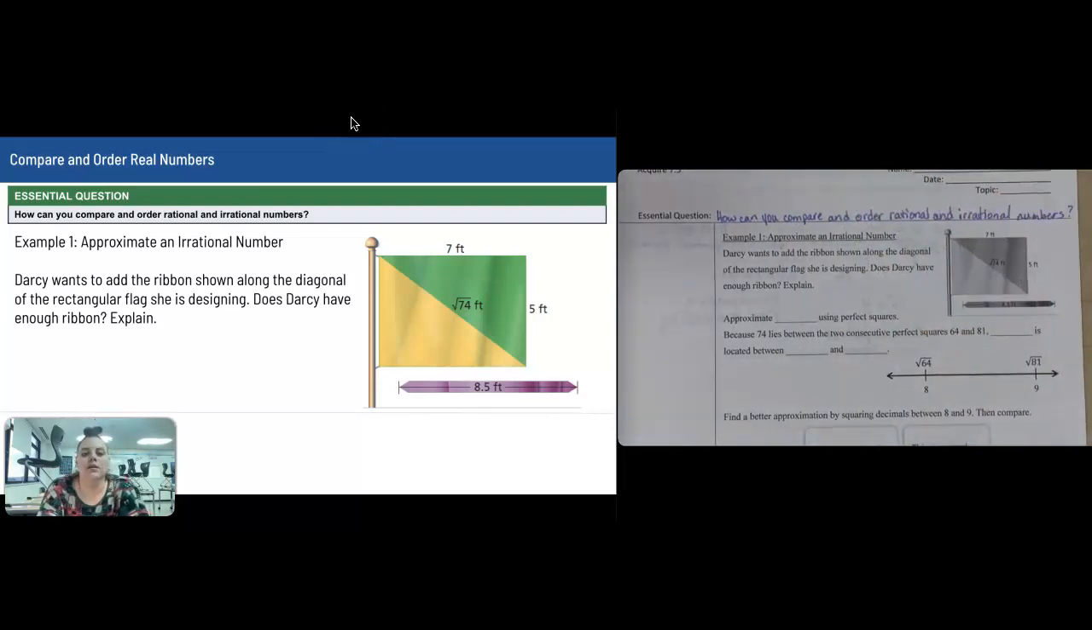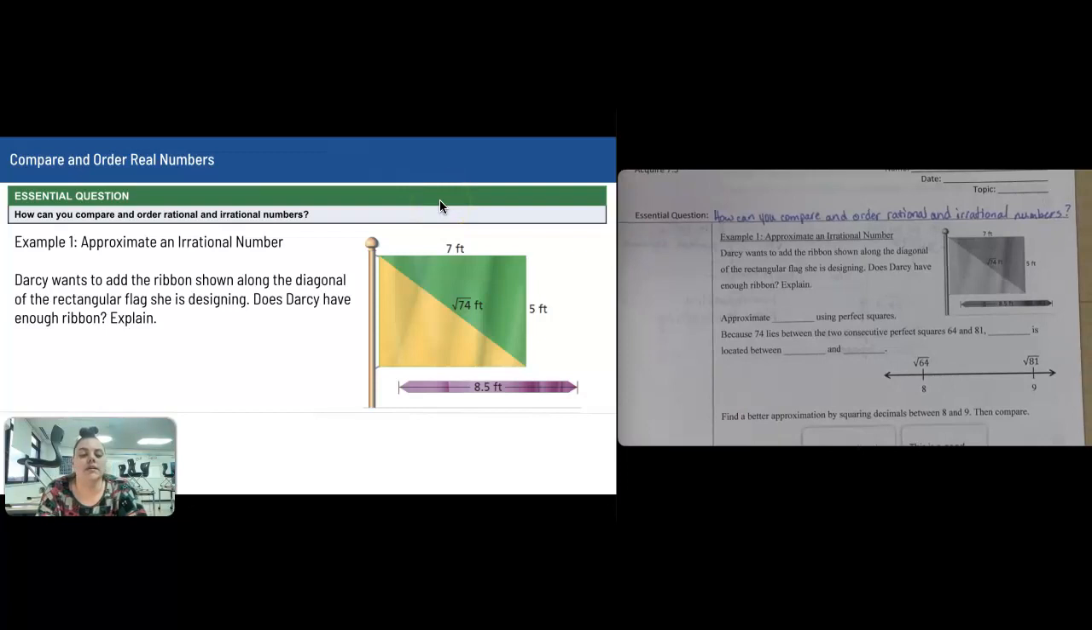In our first example, we're going to look at approximating an irrational number. In this scenario, Darcy wants to add ribbon that is shown in pink along the diagonal of the rectangular flag she's designing. So the diagonal is the line between the green and the yellow here. Does she have enough ribbon? Well, we see that this diagonal is the square root of 74 feet, and we have 8.5 feet of ribbon. So we need to approximate this number to figure out if 8.5 feet is enough.